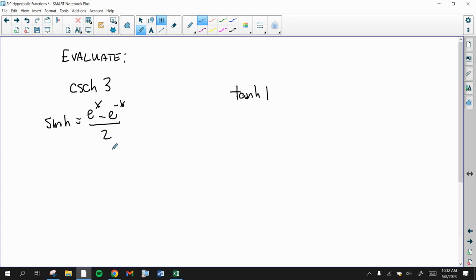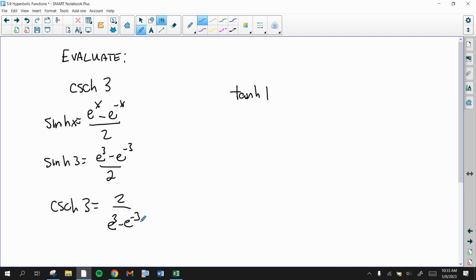So in this case, x is 3. So the hyperbolic sine of 3 is e to the 3 minus e to the negative 3 over 2. That's it. So therefore, the hyperbolic cosecant is the reciprocal of this. And I'm going to look at that in the calculator in a second, to get a decimal approximation.